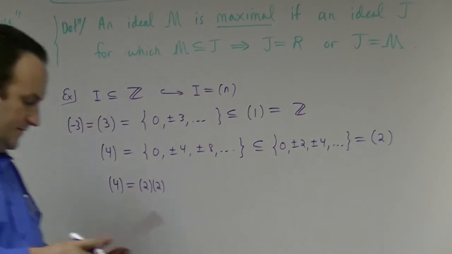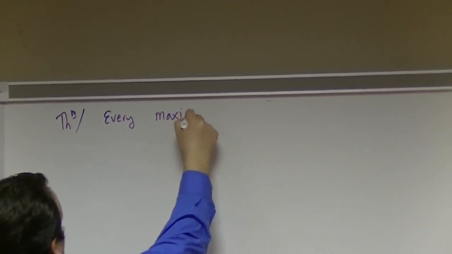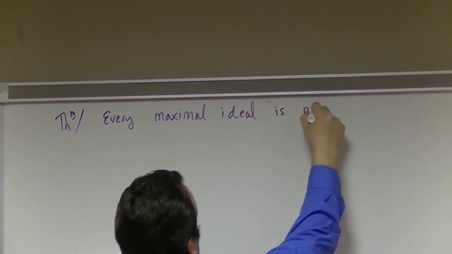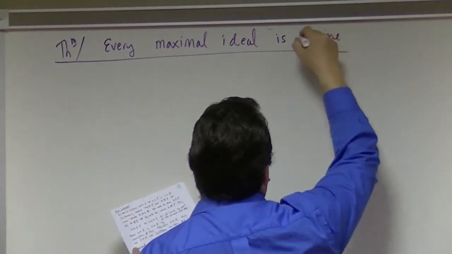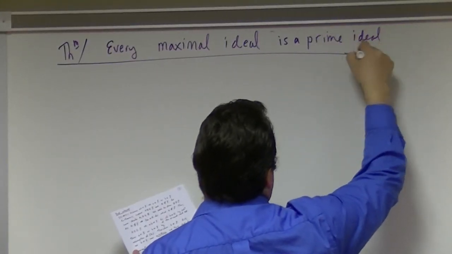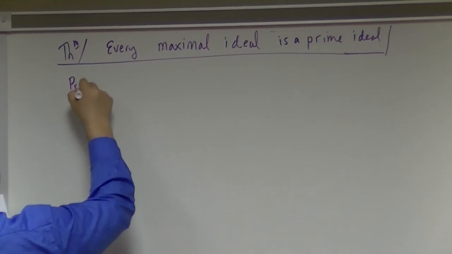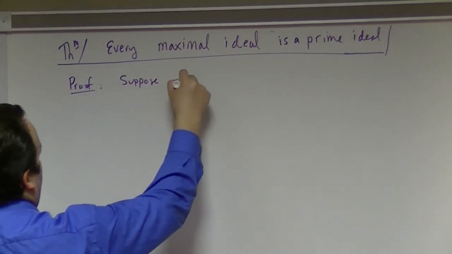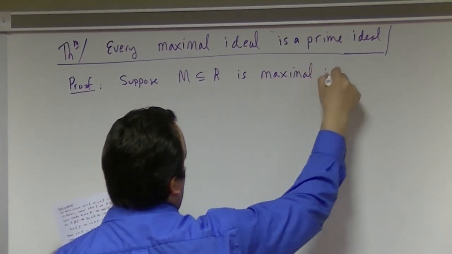Now there's something in general we can say. Theorem. Every maximal ideal is prime. And when I say prime, I should say a prime ideal, just to be clear. We're talking about ideals. All right, so here's the proof. Let's suppose M, a subset of some ring R, is maximal. Obviously, a maximal ideal.